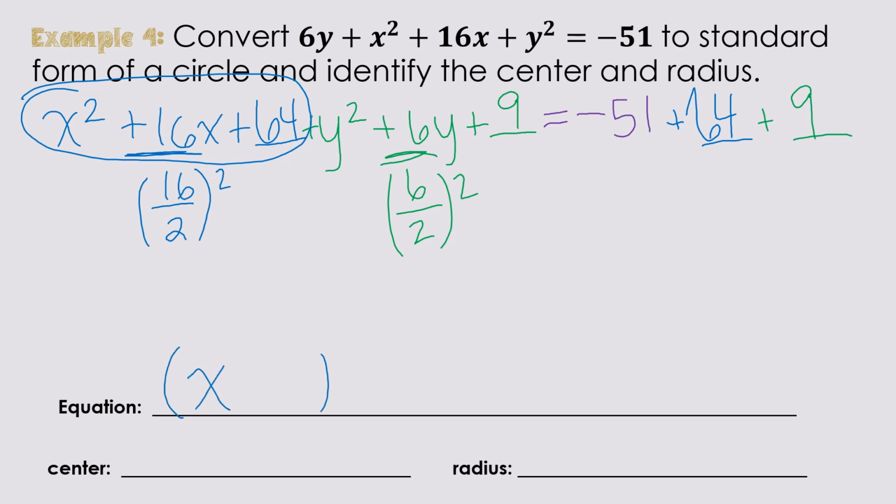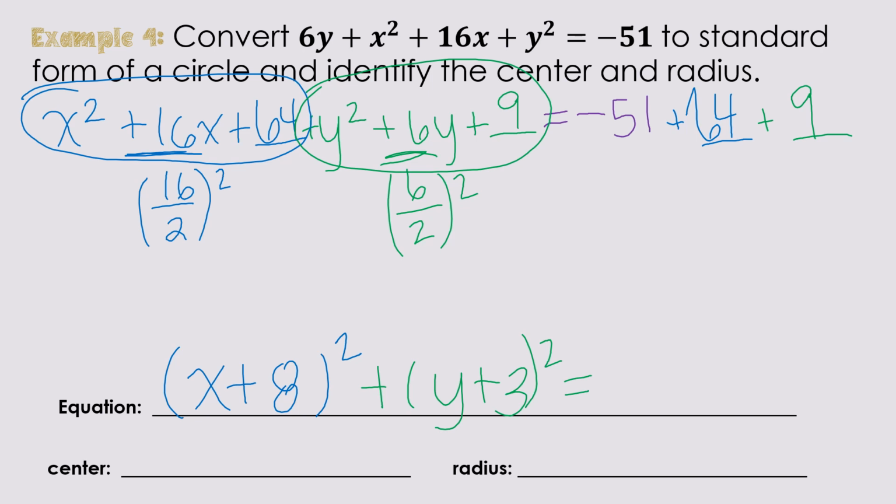Now we're ready to factor the x squared plus 16x plus 64. It will always be x plus half of a, squared. So since our a was 16 and half of 16 is 8, it becomes x plus 8 squared. Now let's factor our y squared plus 6y plus 9. We know it's going to be y. Now let's look at b, which is 6, and take half of that, which was positive 3 squared, equals, and then let's add our 3 constants on the right side. So negative 51 plus 64 plus 9 is positive 22. And remember that that is r squared.